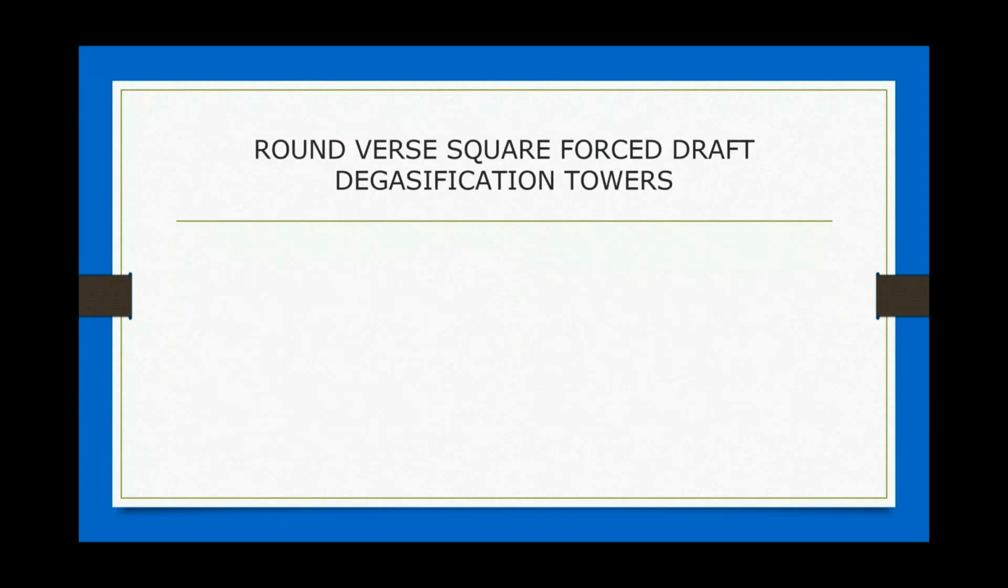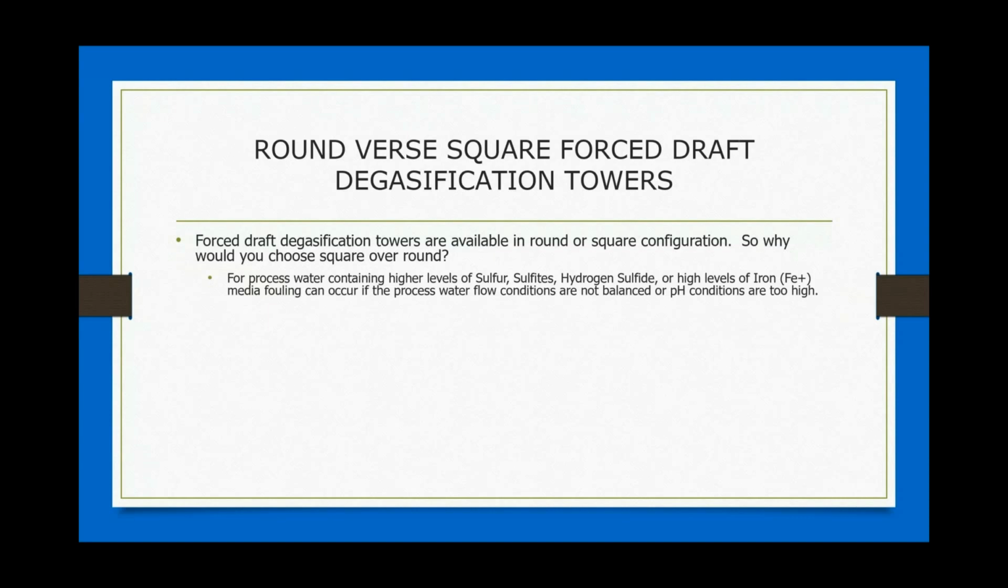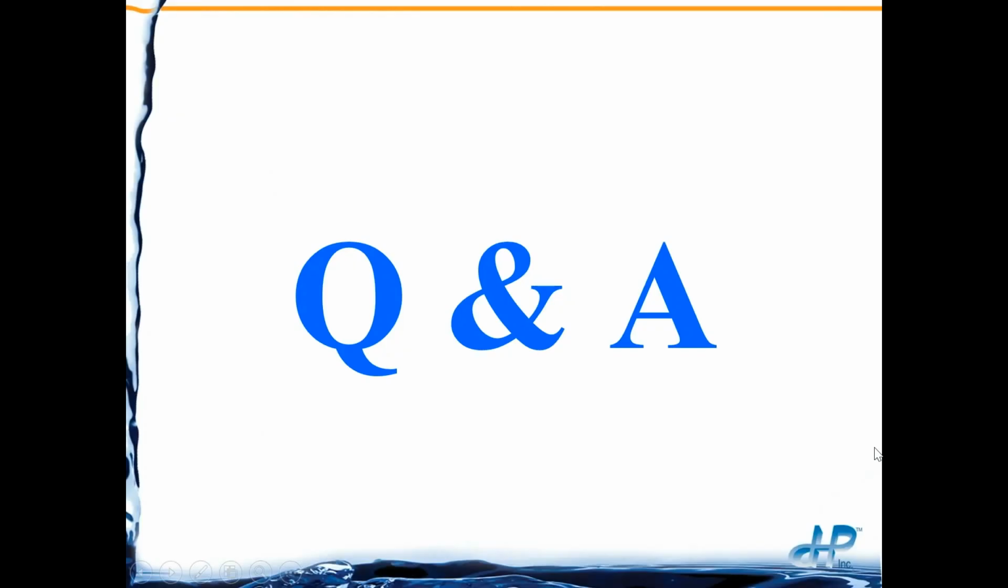Round versus square. Forced draft degasification towers are available in round and square configurations, so why would you choose one over the other? I think I mentioned earlier, I showed you some slides on packing sizes, but for process water containing high levels of sulfur, where conditions are not balanced and pH conditions are too high, square forced draft degasification towers allow the OEM to utilize PVC slat trays.